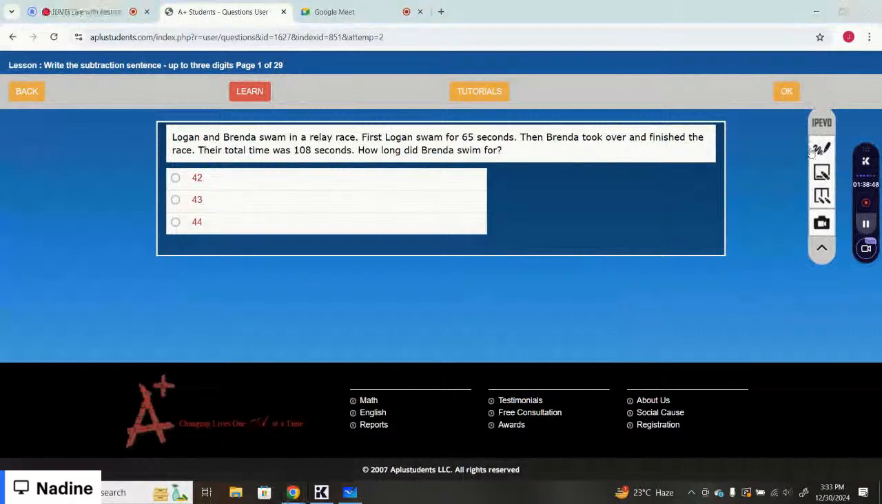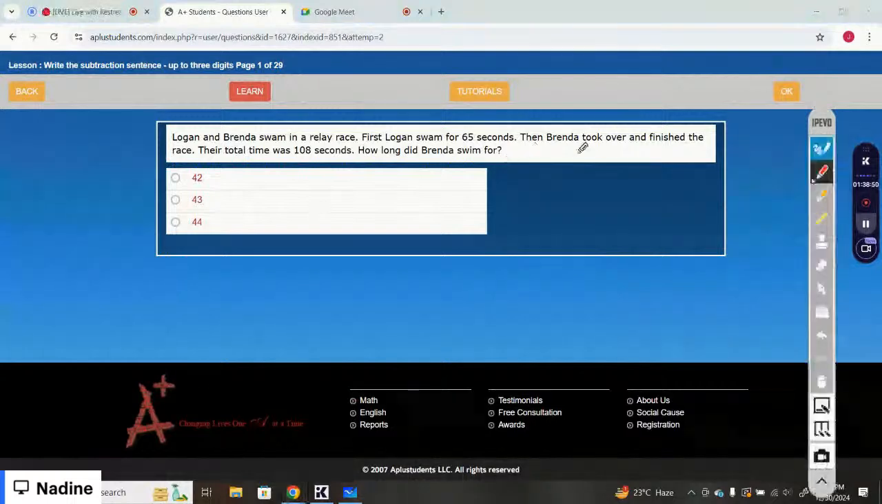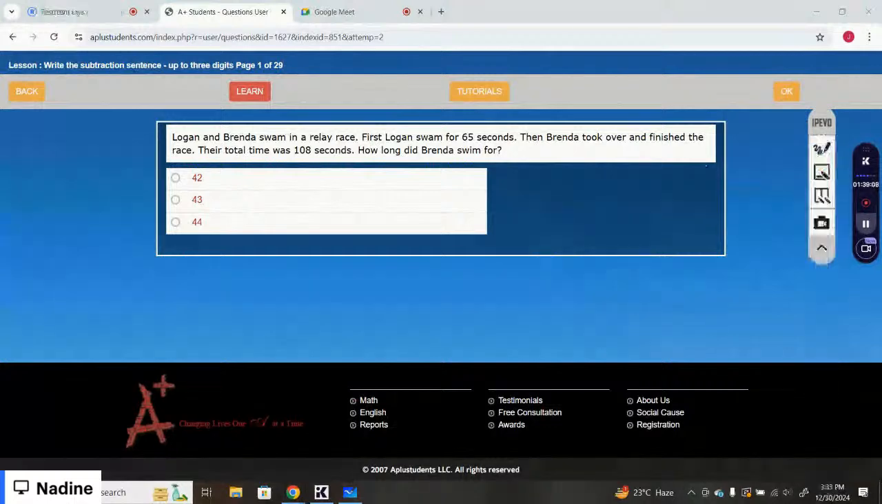So, Brenda took over and finished the race. Their total time is 108 seconds. And Logan swam for 65. You have to see how much time Brenda swam. So 8 take away 5 is 3 and 10 take away 6 is 4. So that is 43 seconds. Option number 2 is the correct option.